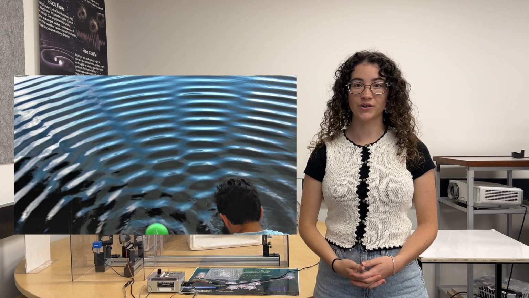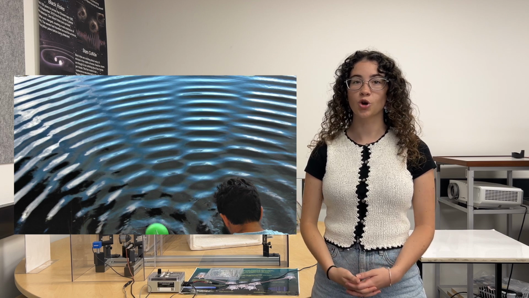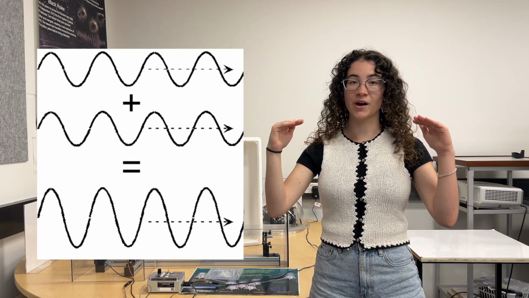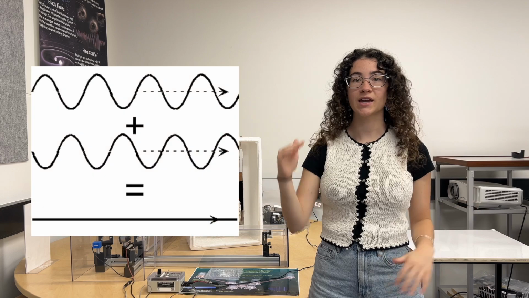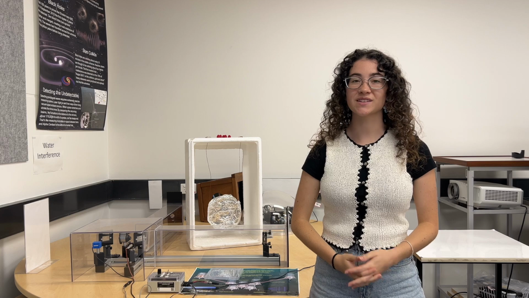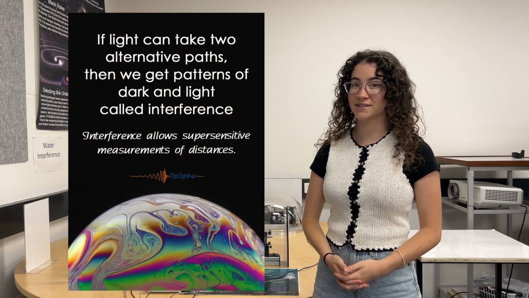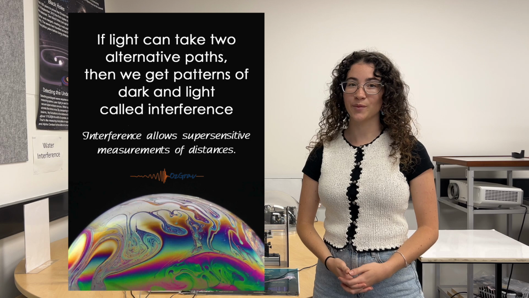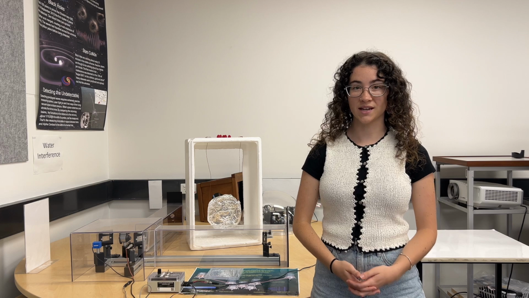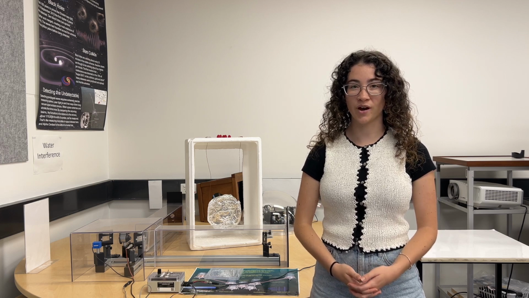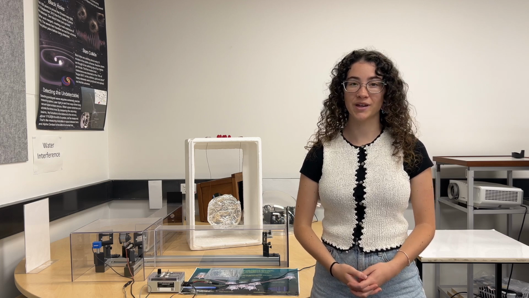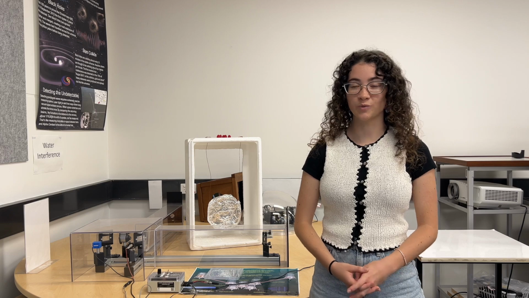We can see interference when ocean waves pass an island or ripples cross in a pond. If a peak coincides with a peak, they combine to create a larger wave. If a peak coincides with a trough, they cancel out. For photons, the same thing happens. If light could take 2 alternative paths, then we get patterns of dark and light called interference. In the gravitational wave detector, the length difference between the 2 paths determines if the probability of photon detection is high, like the ocean peaks combining, or low, like the ocean waves cancelling.